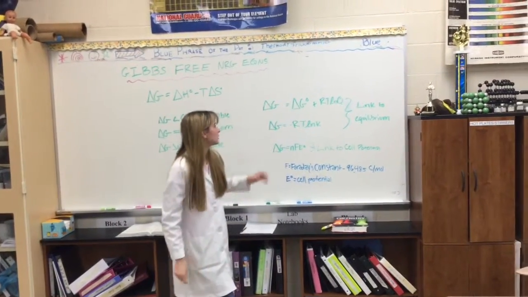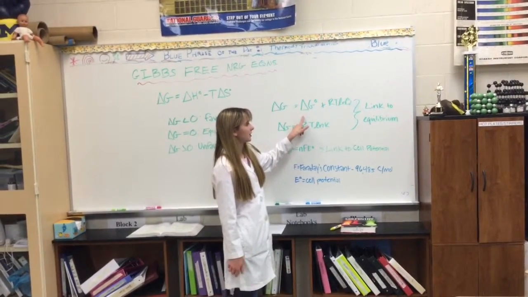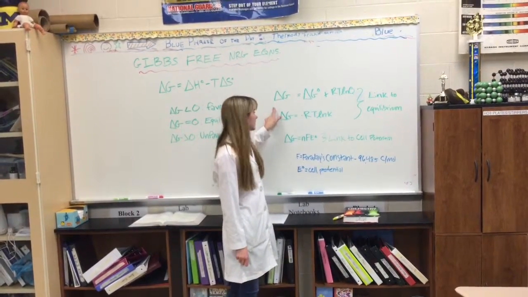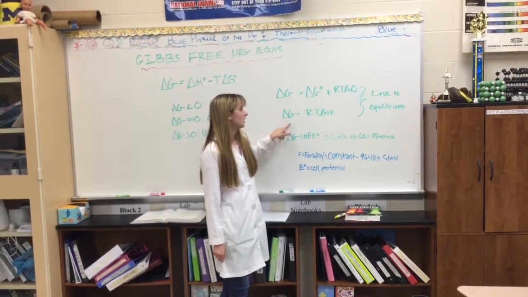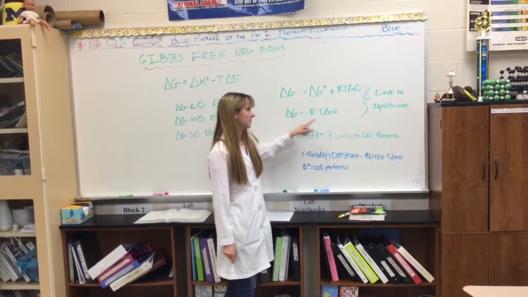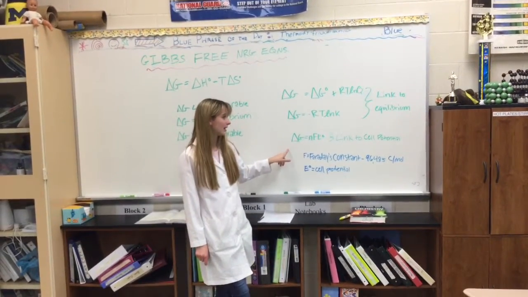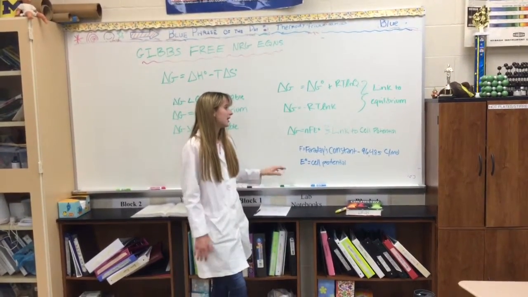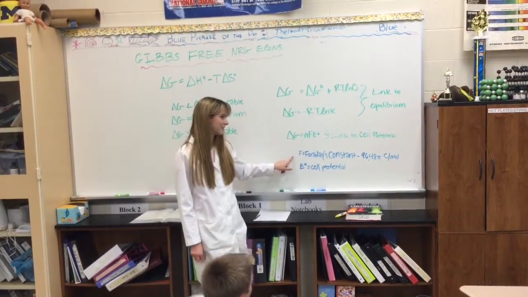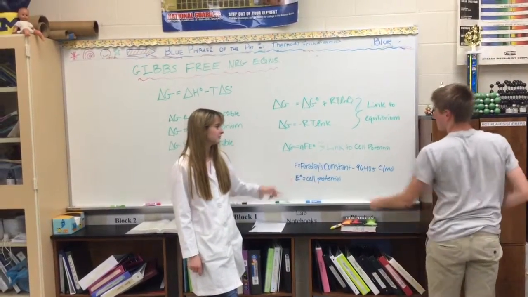Flip side, you can also link Gibbs free energy to equilibrium using standard Gibbs free energy as well as RT ln of Q, but that's less used, and what's more common is delta G equals negative RT ln of K. This can only be used when the equation is at equilibrium and can often be used to solve for K. Finally, a link to cell potential and electrochemistry is delta G equals nFE, with F being Faraday's constant, which is 96,485 coulombs a mole, and E being standard cell potential, which will be given to you on a sheet.